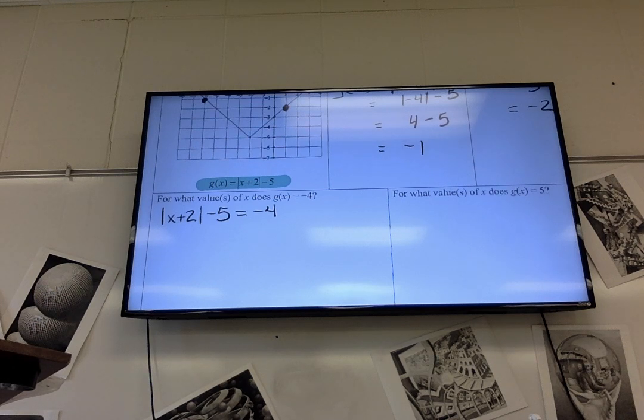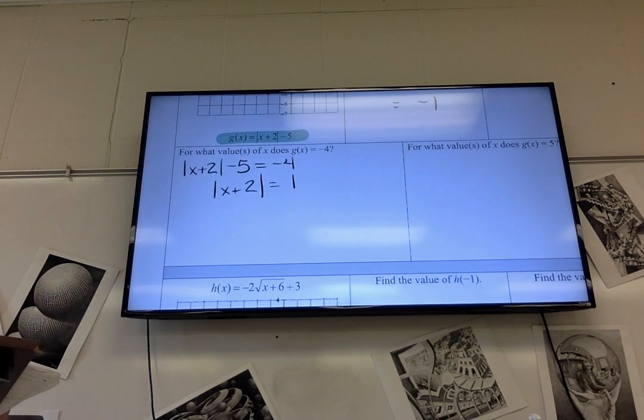Now to solve absolute value problems, it may have been a minute since you've done this, we first get the absolute value by itself. We isolate it, so we're going to add the 5 to both sides. And then, does anybody remember, what do you do when you're trying to solve for an absolute value? It's okay if you don't. Okay, you end up with two things you can get.